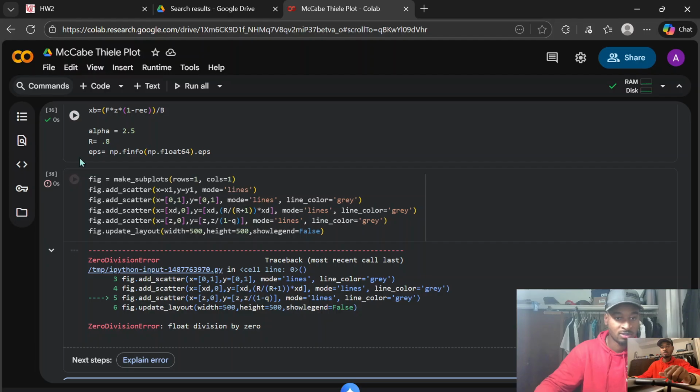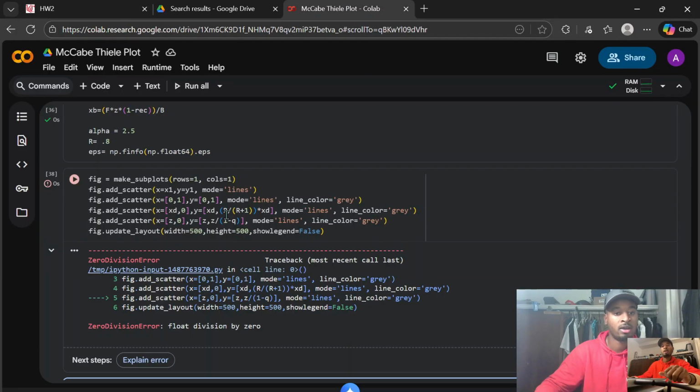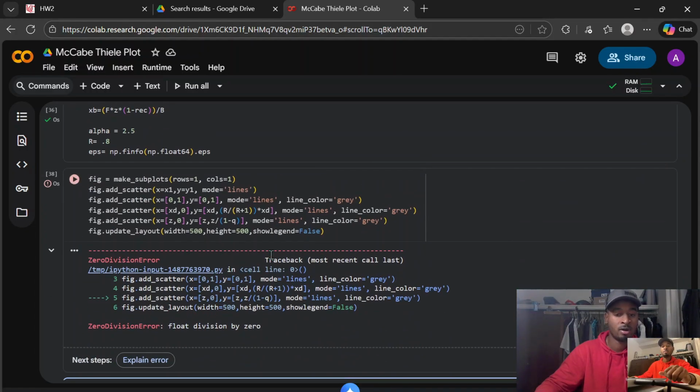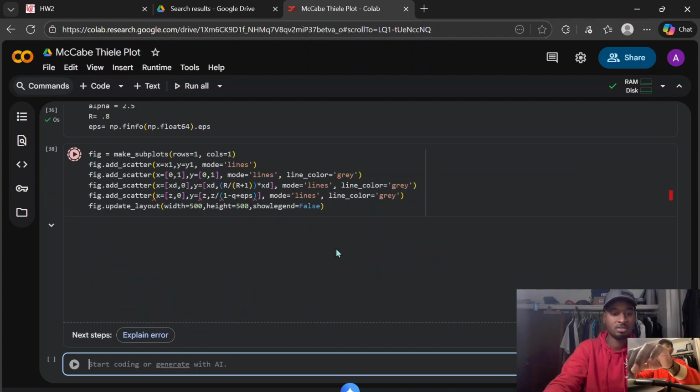So this is kind of what I was talking about when we were deriving this EPS here. So we see here that because we're dealing with a saturated liquid, we know that our Q value will be equal to 1 here, signaling that the feed is coming in at the bubble temperature, and that the feed is completely liquid. So here we need to be able to add a value that allows us to run this program without running into this error. So we just add EPS here.